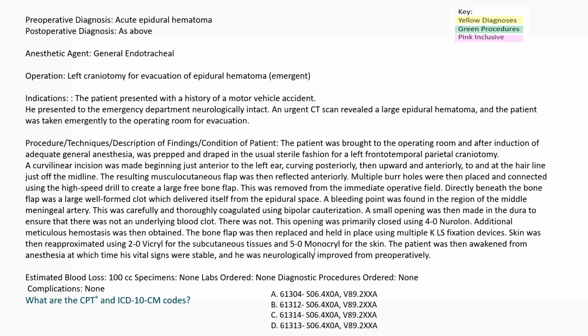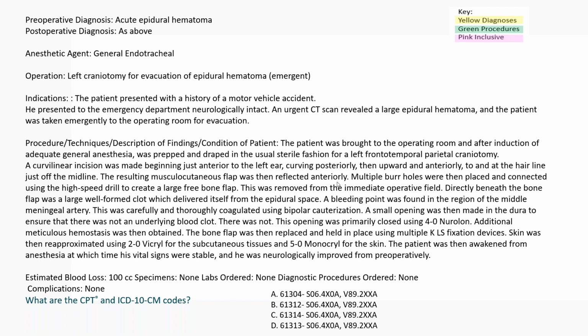Directly beneath the bone flap was a large, well-formed clot which delivered itself from the epidural space. A bleeding point was found in the region of the middle meningeal artery. This was carefully and thoroughly coagulated using bipolar cauterization. A small opening was then made in the dura to ensure that there was not an underlying blood clot.